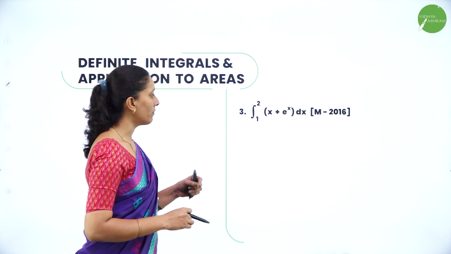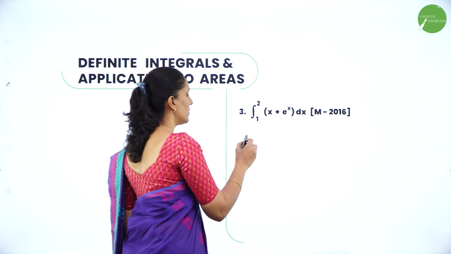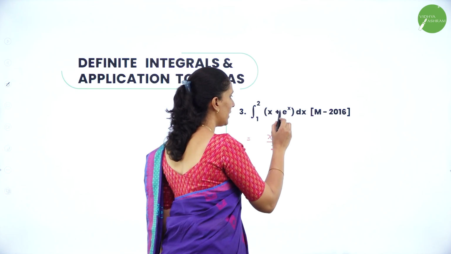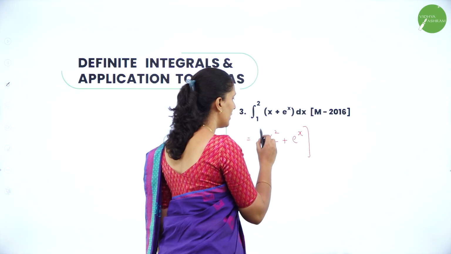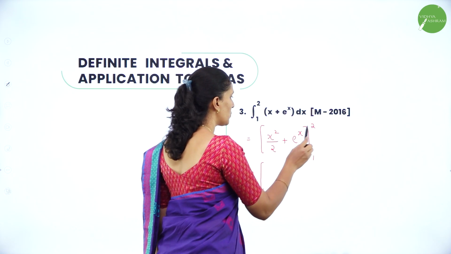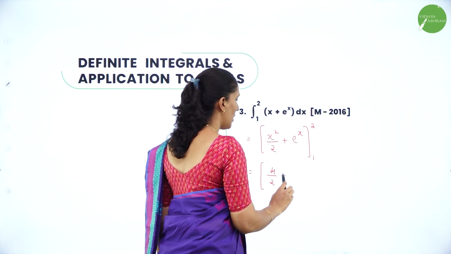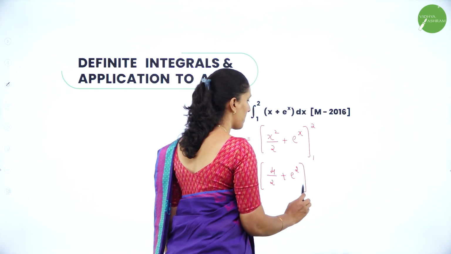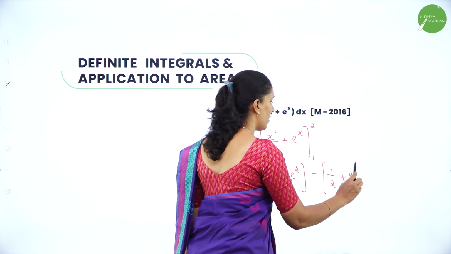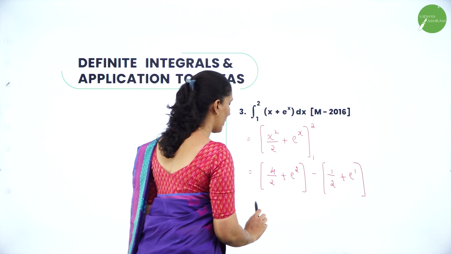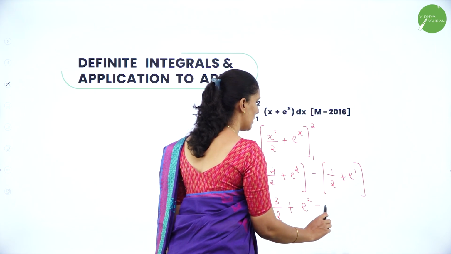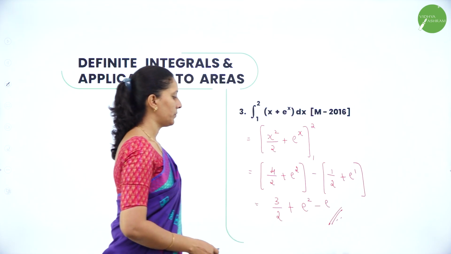Next we have integral from 1 to 2 x plus e power x dx. So applying the integral for x, we'll get this as x square by 2. Applying the integral for e power x, it is e power x only. The limits are from 1 to 2. Let us apply the upper limit first. We'll get 2 square as 4 by 2 plus e square minus 1 square is 1 by 2 plus e to the power 1. So 4 by 2 minus 1 by 2 becomes 3 by 2 plus e square minus e. So this is the value.